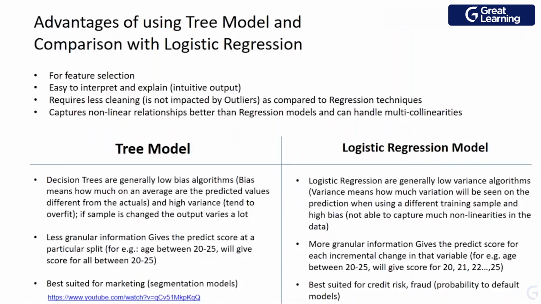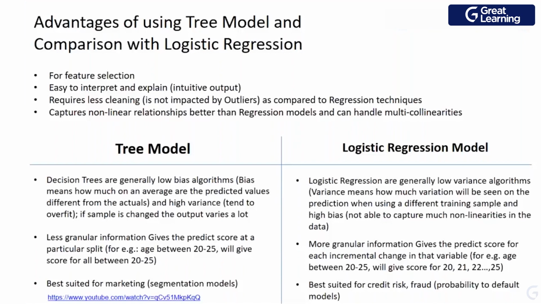And that's where a logistic regression model is better, because it gives you more granular information. The predicted score tells you, for each incremental change in a variable, let's say age, from 20 to 21, from 21 to 22, how your probability changes, how your dependent variable changes, which is usually your log odds. So that's why it's always a good idea to use logistic regression whenever you're predicting, let's say, fraud or a credit score, and that's why a lot of financial services firms have an affinity towards logistic regression.